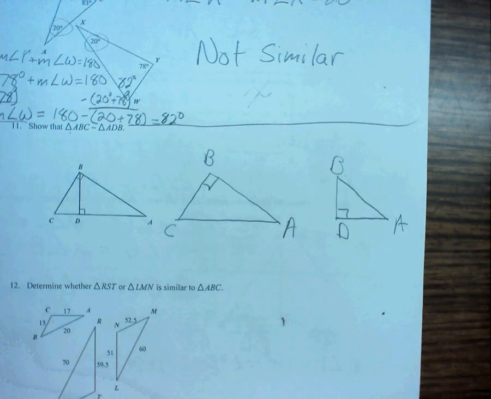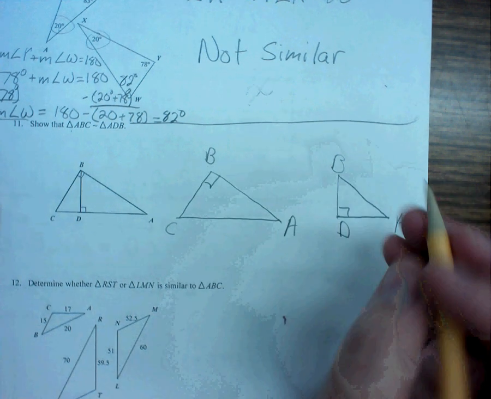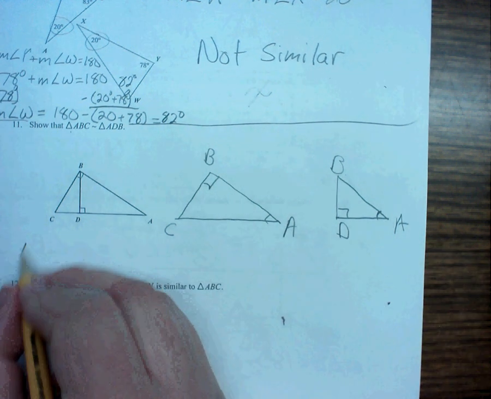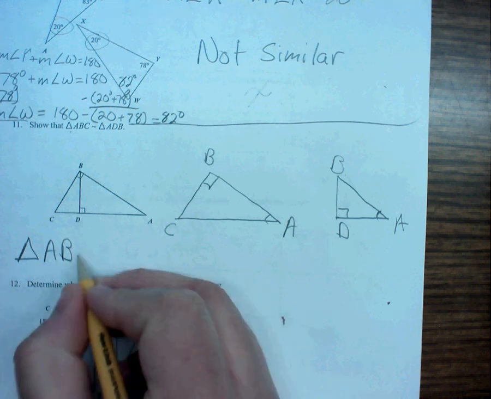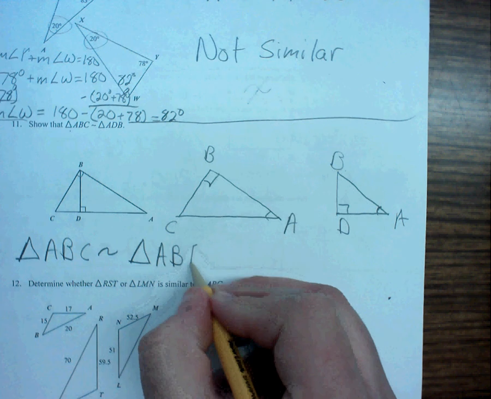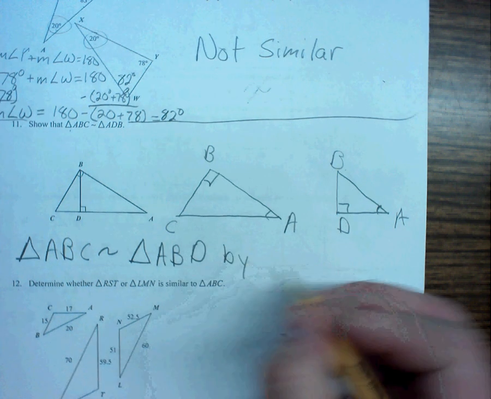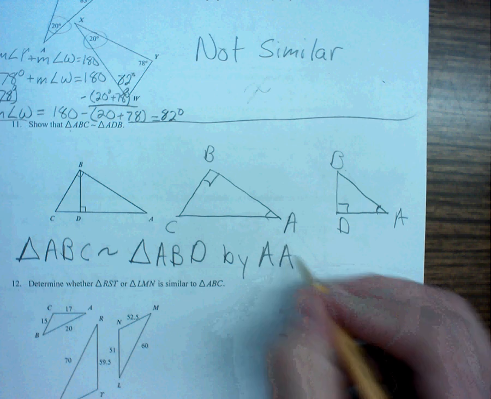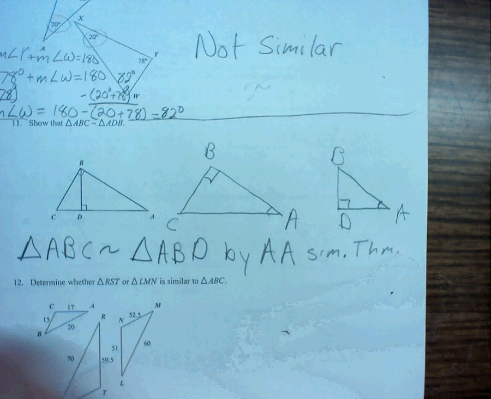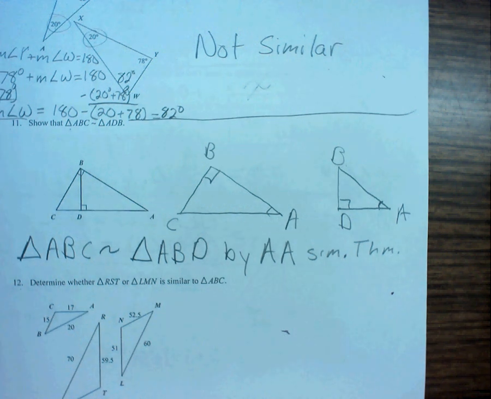And it says show that they are similar. The right angle is one angle, but isn't angle A congruent with angle A? Yeah. So you could say triangle ABC is similar to triangle ABD by angle-angle similarity theorem. Or postulate. I can't remember what this textbook says.